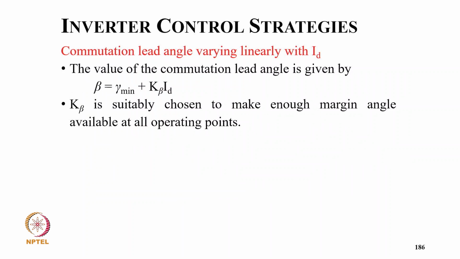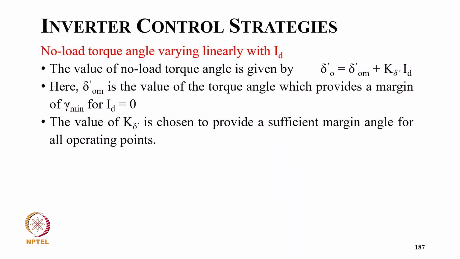So coming to commutation lead angle varying linearly with Id. The value of commutation lead angle is given by beta equals gamma minimum plus kb Id, where kb is a suitable constant to make enough margin angle available at all operating points. So for no load angle control with varying load angle, the value is given by delta 0 dash equals delta om dash plus k delta Id. Here delta om dash is the value of the torque angle which provides a margin of gamma minimum for Id equal to 0. Thus the value of k delta is chosen to provide sufficient margin angle for all operating points.